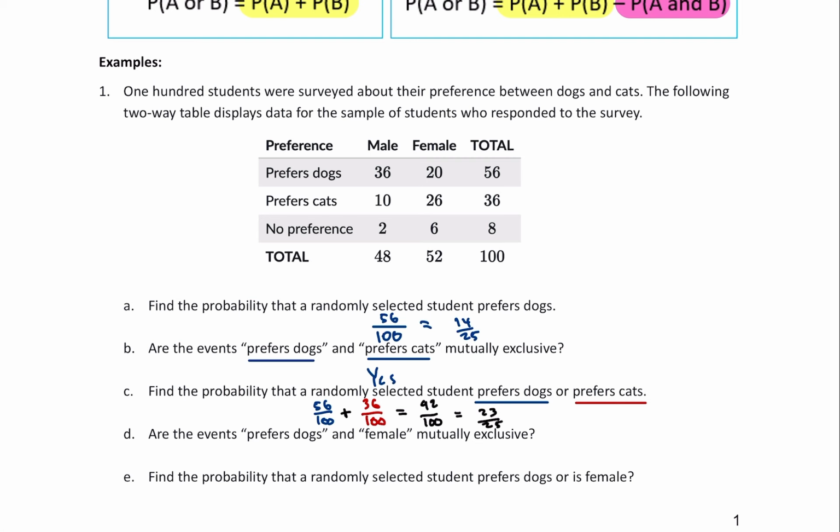And then we're done. Okay? So now let's look at question D. Are the events prefer dogs and female mutually exclusive?